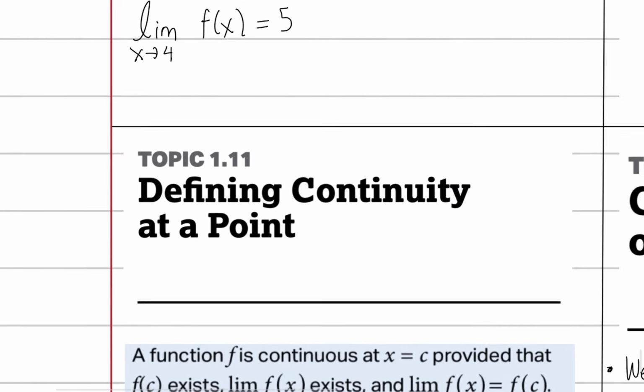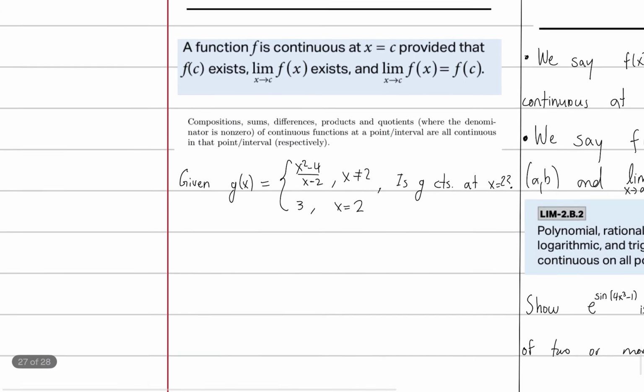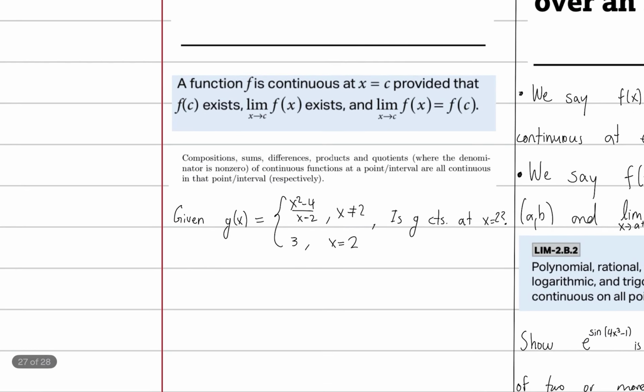So, topic 1.11 actually formally defines what continuity is. The definition says that a function f is continuous at x equals c, provided that f of c exists. That's condition number one. The limit as x approaches c of f of x exists, and the limit as x approaches c of f of x is equal to f of c. All of this is saying that the limit as x approaches c of f of x is just equal to plugging it in, evaluating it at that point, right?